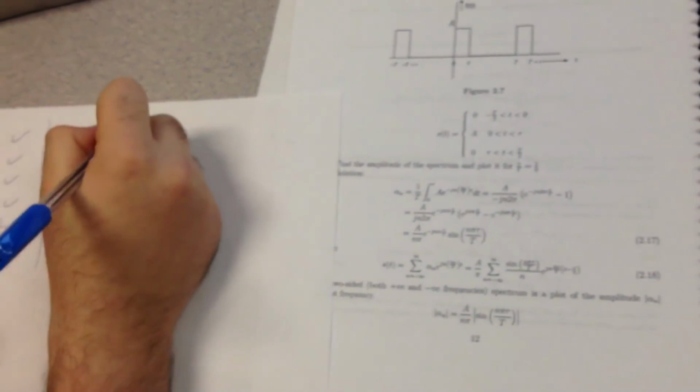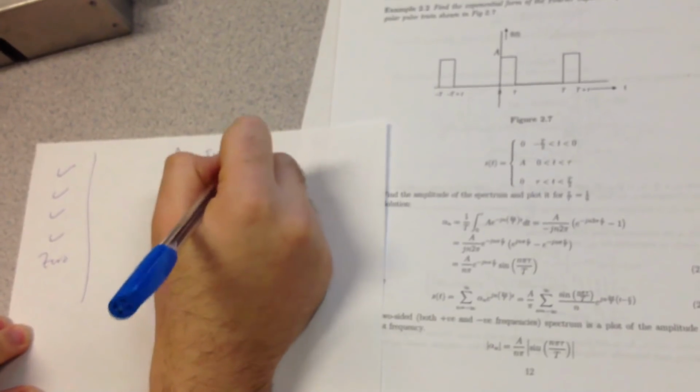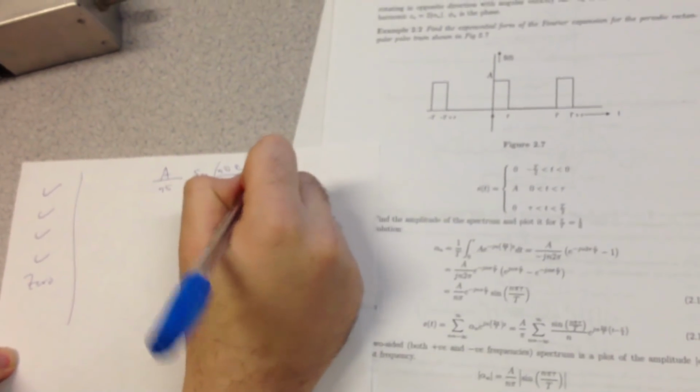What is the theoretical number this should be proportional to? This is the number A over m pi sine m pi tau over T multiplied by the corresponding frequency response. We are now speaking about the output frequency, so we have the input frequency multiplied by the frequency response to get the output frequency.